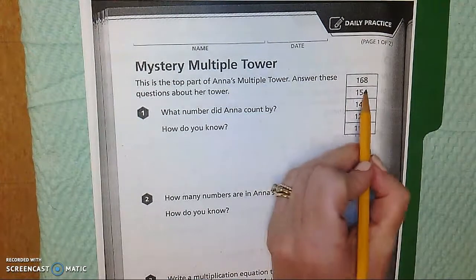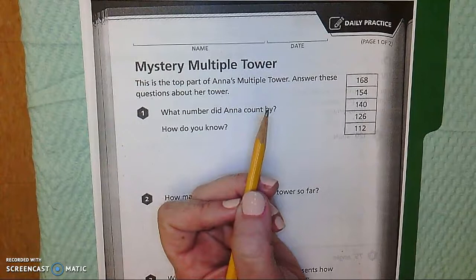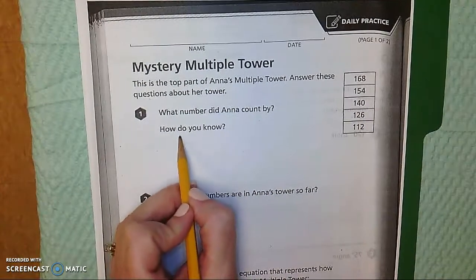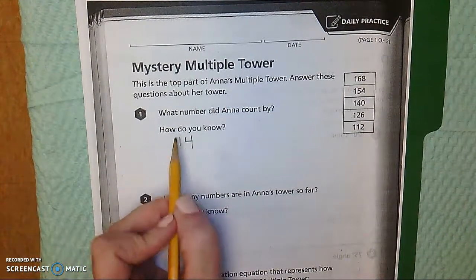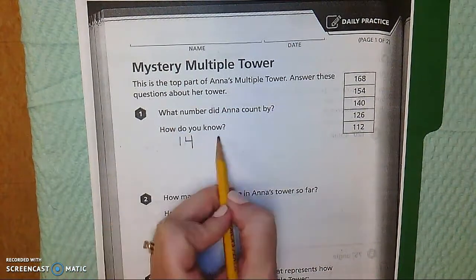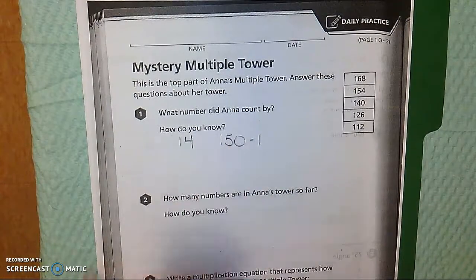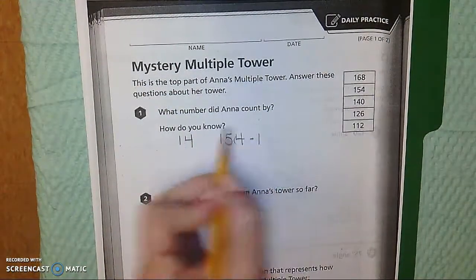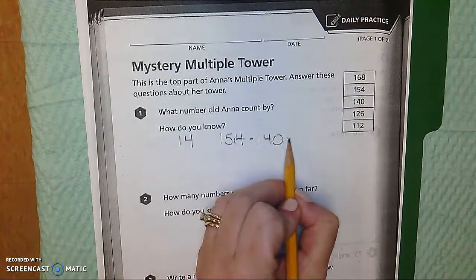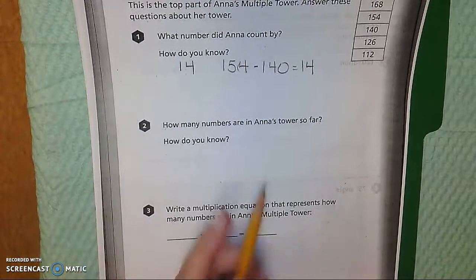So if I were to do 154 minus 140, then I know that she is skip counting by 14s. She is skip counting by 14s, and the way that you know is you can show 154 minus 140, and that is 14. Okay, so now how many numbers are in Anna's tower so far?